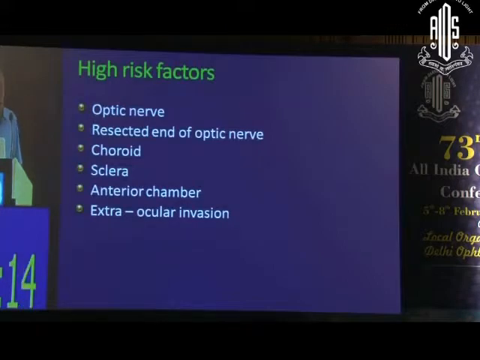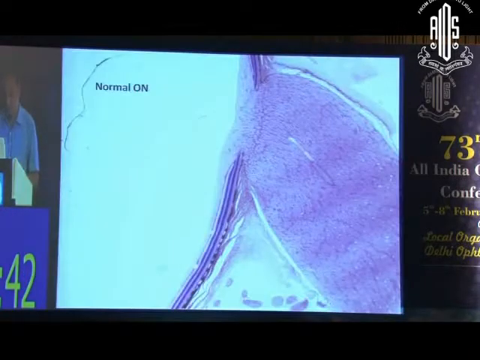Okay. High-risk factors include invasion of the optic nerve. You need to know whether the head of the optic nerve is involved, whether the lamina cribrosa is involved, or whether there's involvement of the retrolaminar optic nerve. Then you need to know whether the resected end of optic nerve is involved, because involvement of the resected end makes it T4 according to the latest AJCC staging. Then you need to know whether the choroid is involved, scleral involvement, anterior chamber involvement, that includes involvement of the iris, the ciliary body and the angle, and of course extraocular invasion.